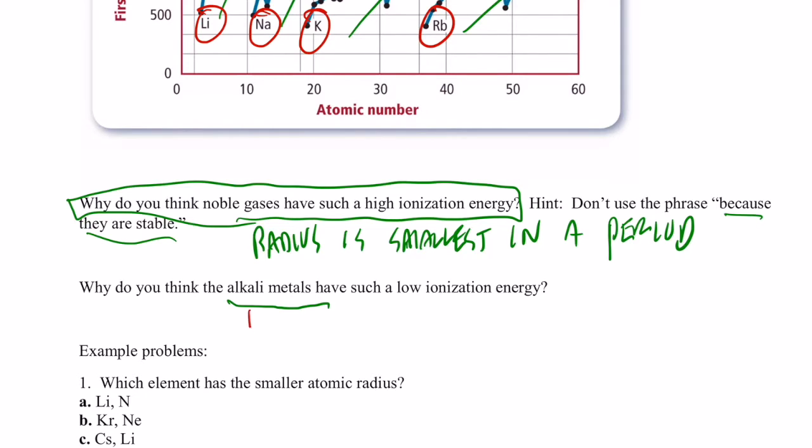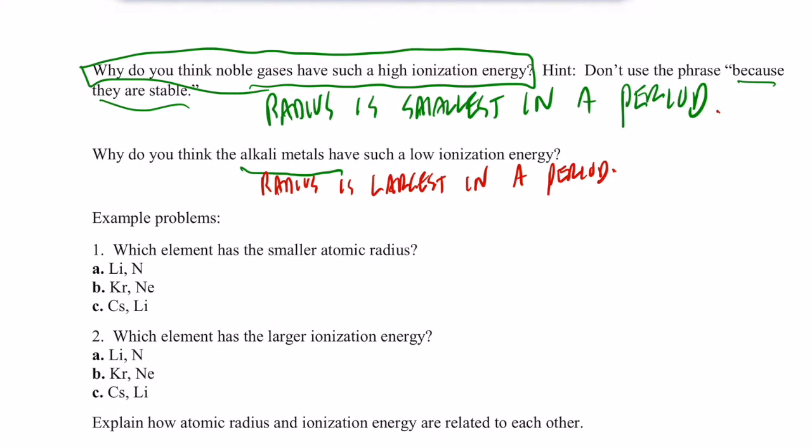That's right, because their radius is the largest in a particular period. And so since those valence electrons are so far away, they're more easily removed. So the ionization energy is lower.